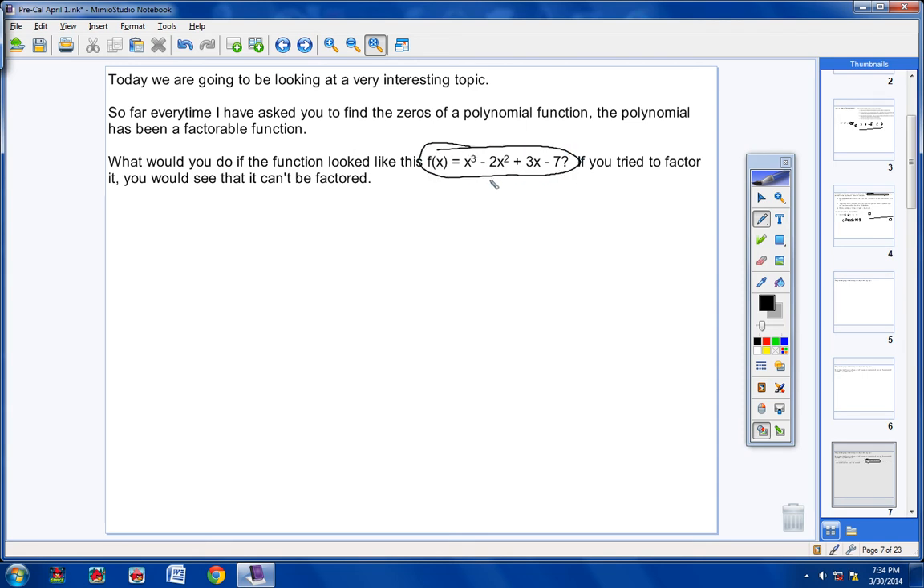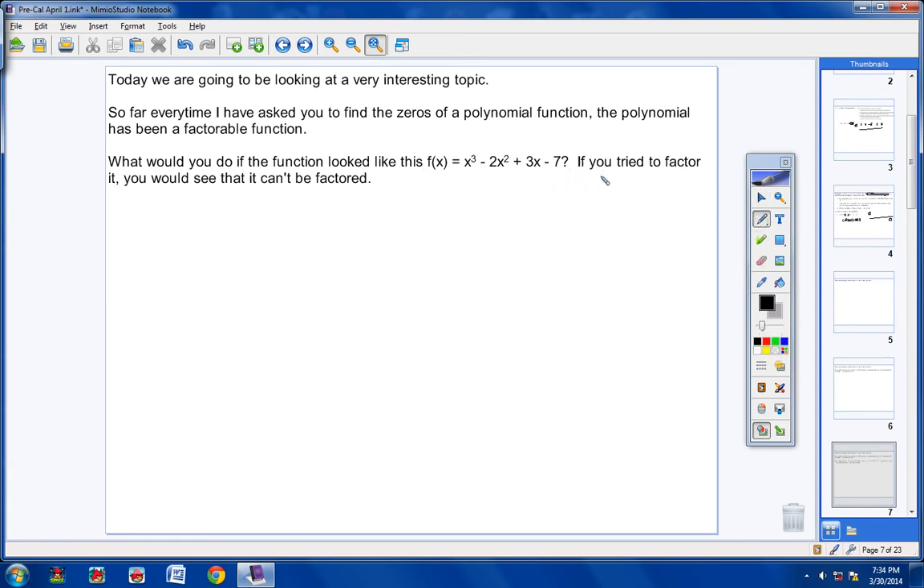You say, well, I'd factor it, Mr. Hart. Well, go ahead and try. Pull out what's common in the first two. Pull out what's common in the second two. And look, your parentheses don't match. And so you cannot factor this using the grouping method.